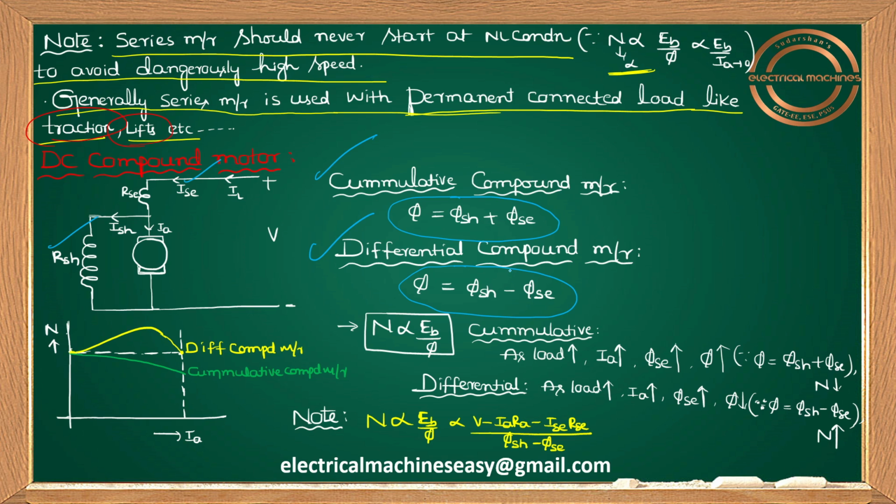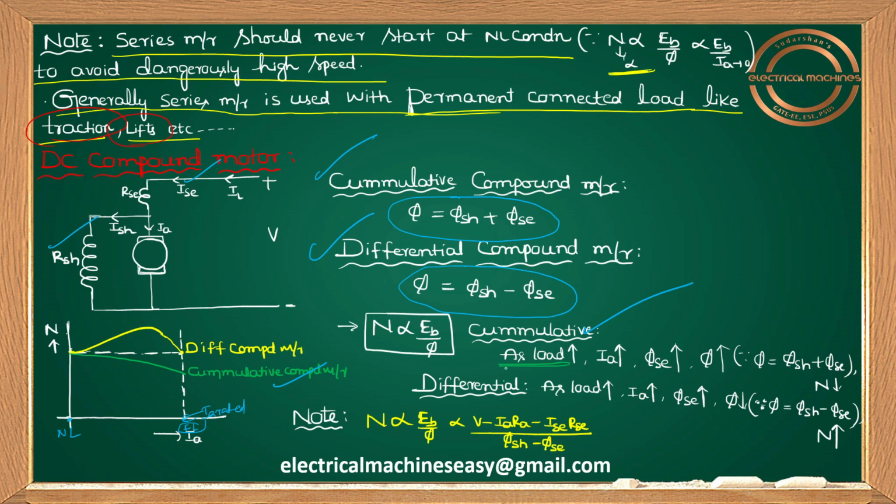Okay guys, now let us discuss. For the cumulative compound motor, I am discussing the N versus IA curve. Here I equal to 0 means I can take almost a no load value. This IA rated means almost I can take it as the full load condition. Okay, now let us see. I am just going to explain the cumulative compound motor. Let me use green color.